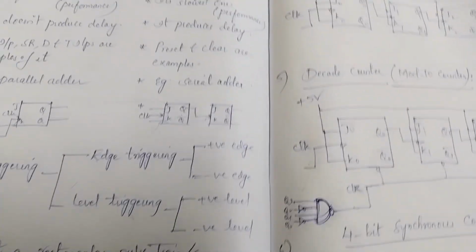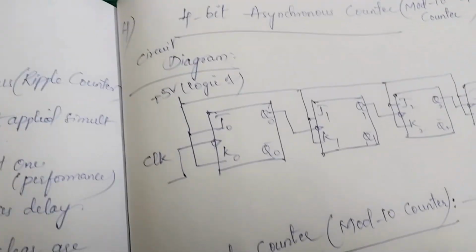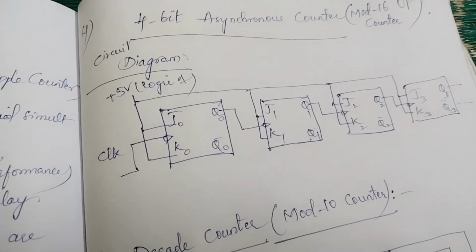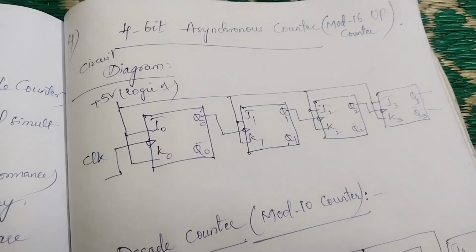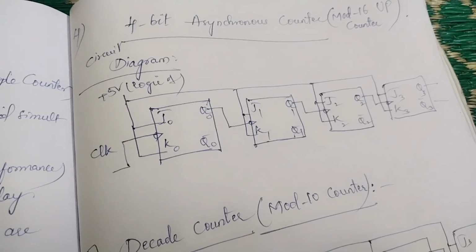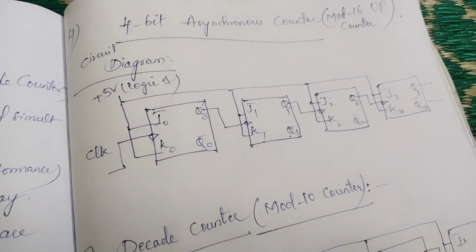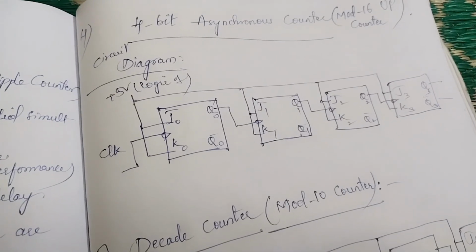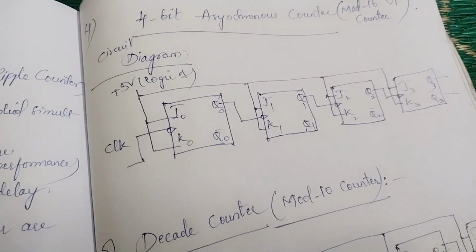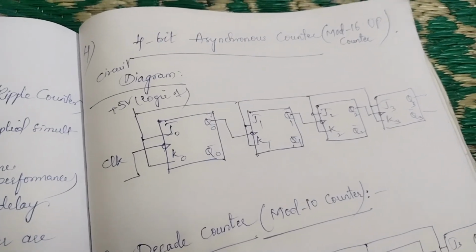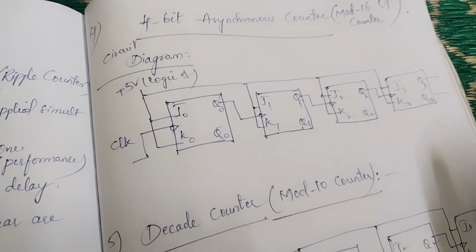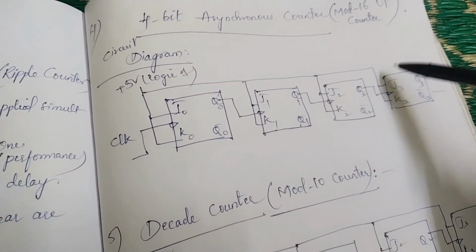And the next one we have is the 4-bit synchronous counter. So you can expect the diagram for 3 marks, that is the 4-bit synchronous counter. The 4-bit asynchronous counter is also called a mod 16 up counter. So why are we calling it an up counter? Because it counts in the ascending manner: 0, 1, 2, 3, 4, 5, 6, and so on. It counts till 16 states, therefore it is called a mod 16 up counter.